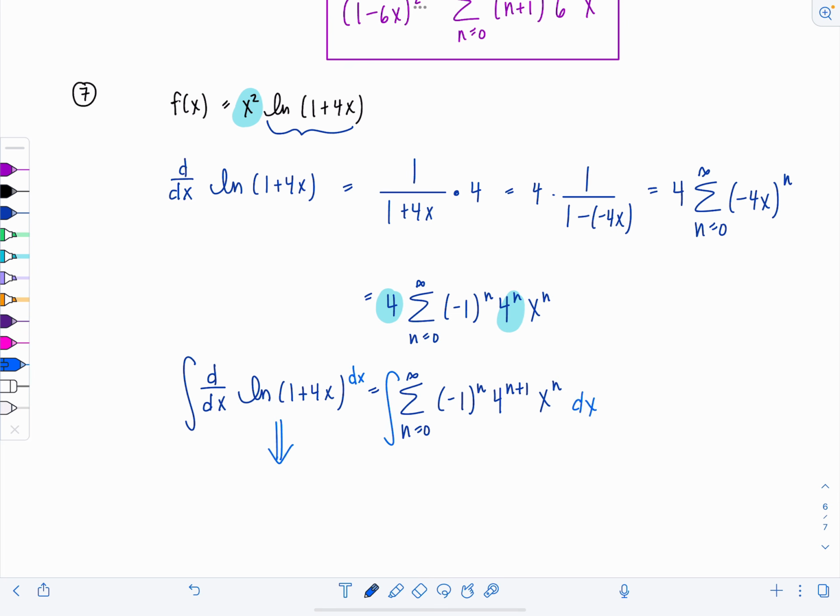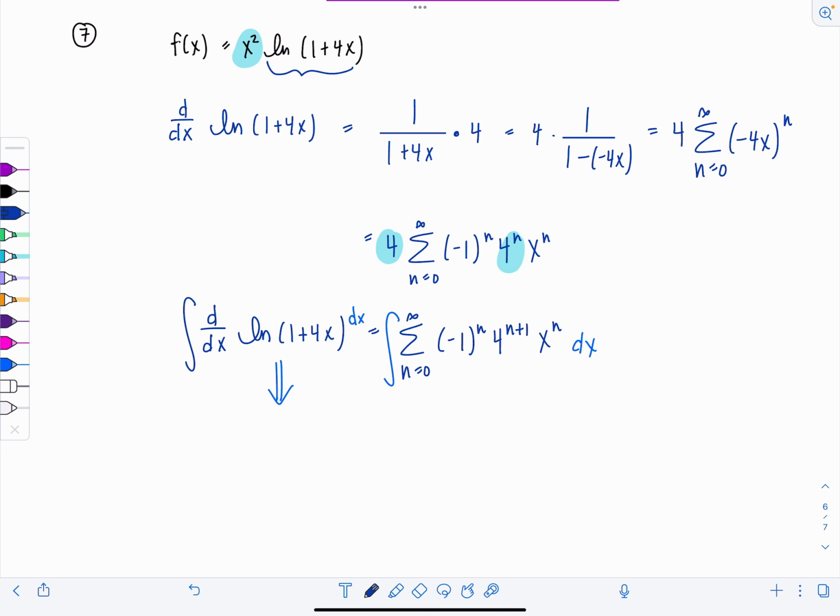So now, if I integrate the derivative, then I just get back ln(1 + 4x). And here's where I always have to give you a little pep talk. I know there's a lot of scary stuff going on, but this is the only x in that integral. So everything else just stays the same. It doesn't change. It's just a constant.